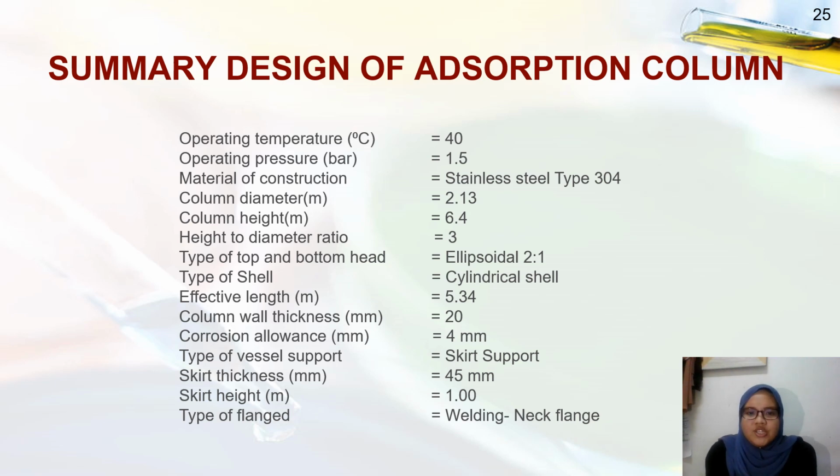The operating temperature will be 40 degrees Celsius and the operating pressure is 1.5 bar. And then I'll be using stainless steel type 304 for the material of construction. The column diameter will be 2.13 meters and the height of the column will be 6.4 meters. And the type of vessel support that I'll be using is the skirt support.